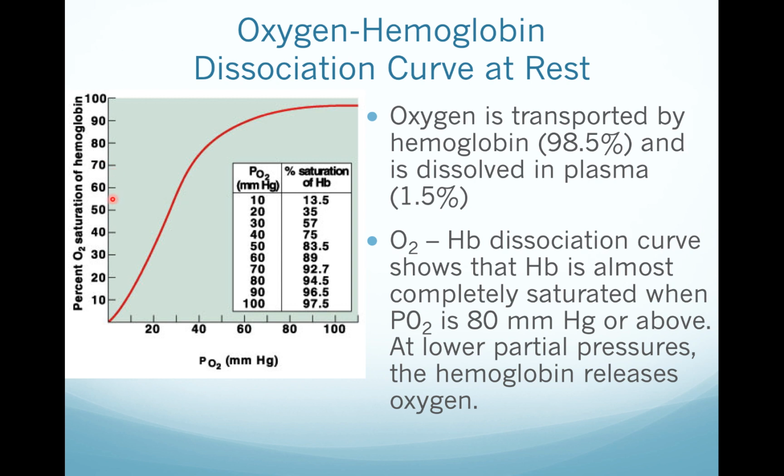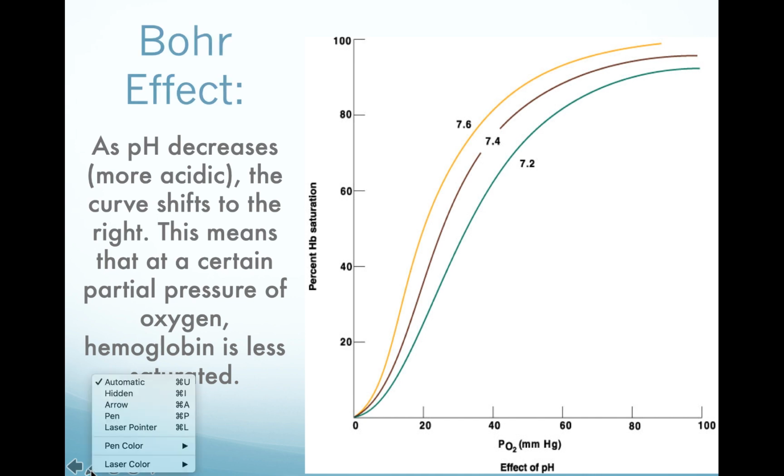So why am I teaching this so slowly? Well, because we're going to take this curve and we're going to shift it to the right and to the left. What in the world does that mean? So here's your regular dissociation curve that we saw on the last slide. But on this slide, we're going to start talking about how different factors can affect hemoglobin dissociation from oxygen. Factors like pH, temperature, and fetal versus adult hemoglobin.